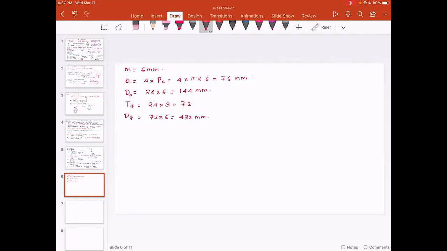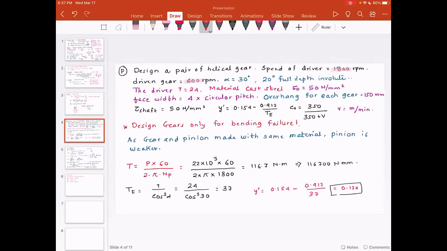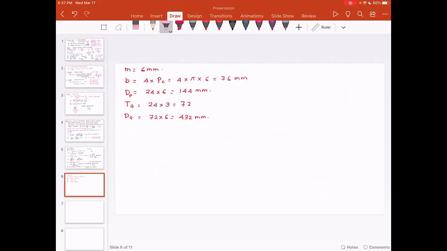Now the next part is the shaft design. So for shaft design, let's look at the problem once again. In this problem, they give us an additional piece of information, and I want you to note this. The overhang for each gear is 150 millimeter. In the last lesson, we talked about various ways the gears can be mounted. So you could have gears that are simply supported.